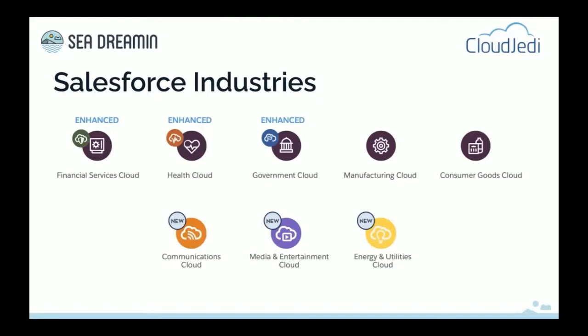In the past, we only had financial services, health cloud, government, manufacturing, and consumer goods. But with this acquisition, it added these new clouds, right? So we now have communications cloud, media and entertainment, energy and utilities. And it also enhanced the financial services, health cloud, and government cloud with additional capabilities because of OmniStudio.